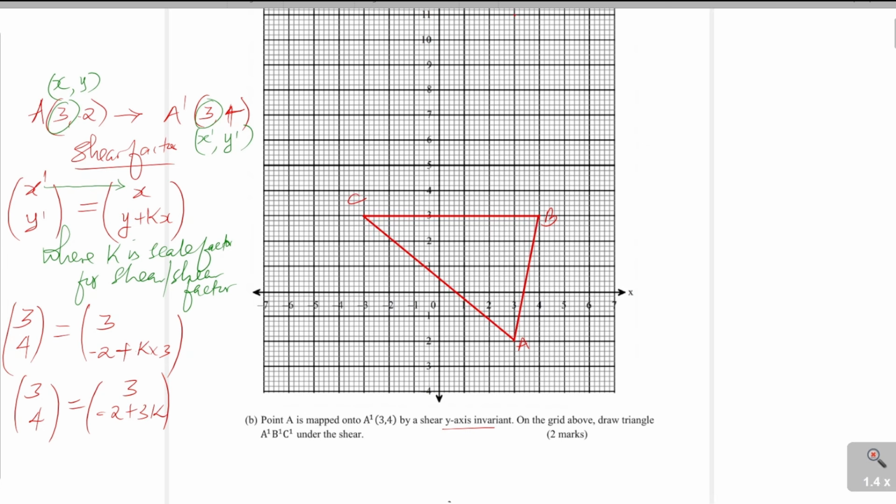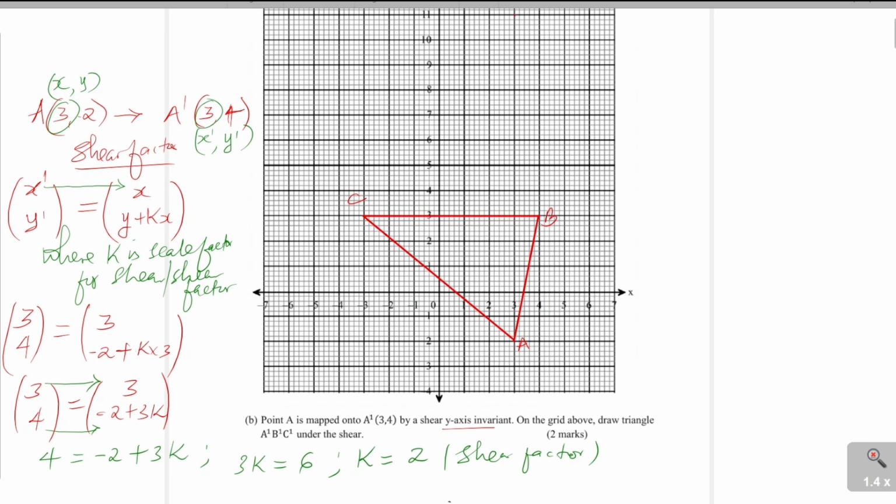So from here, you just equate the corresponding values. So you can see 3 corresponds with 3, and then 4 corresponds with -2 plus 3k. And these will give 3k equals 4 plus 2, which is 6. And therefore, k is 2. That is the shear factor. So now we have the shear factor. Now after getting the shear factor, we are going to use that in order to get the coordinates of B.